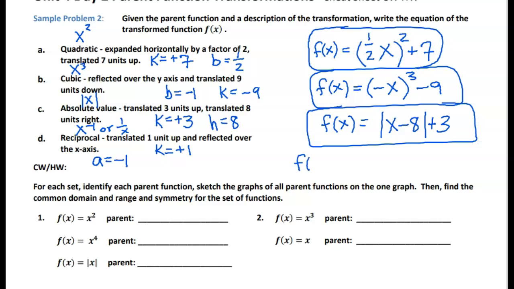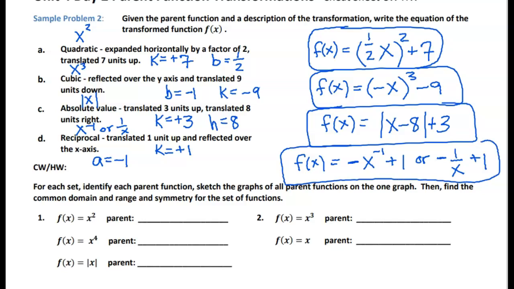So for that function, I'm going to have f of x equals, and I'm going to have a k and an a. So in front of my x to the -1, I'm going to have to put a negative sign or a -1 for my a value to flip it over the x-axis, and I'm going to have a +1 after it to shift it up 1. Now, if you're doing it as a fraction, you would have a -1 over x and then +1. So either of those would be acceptable.